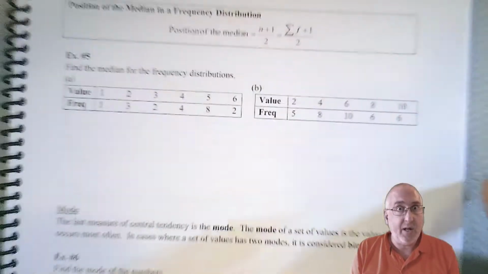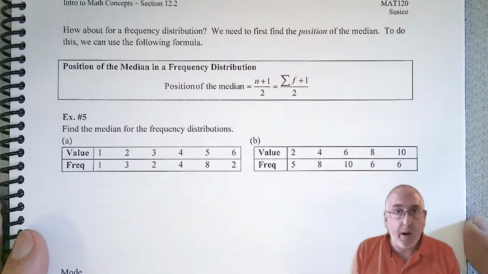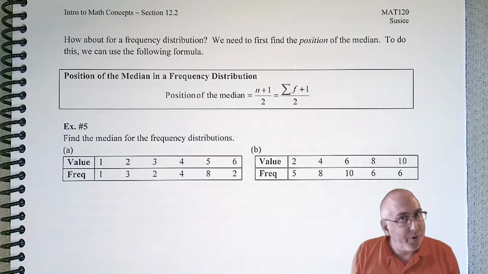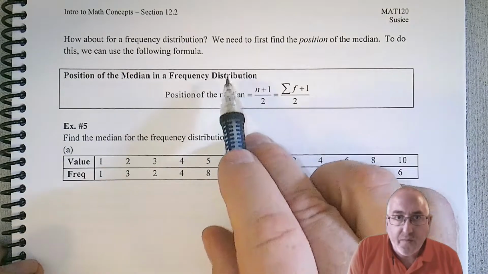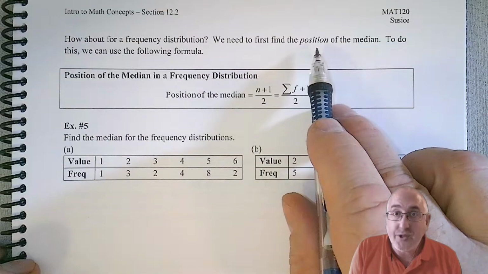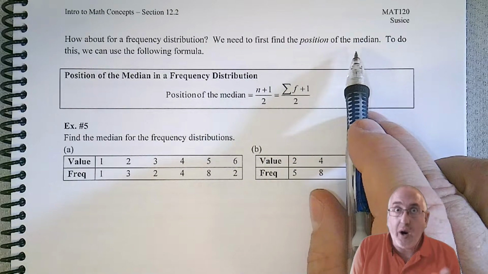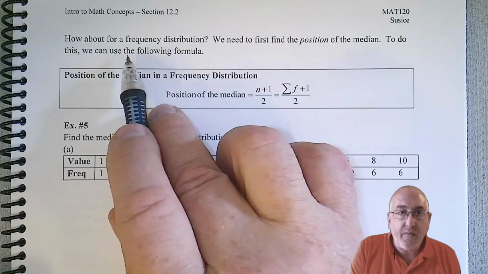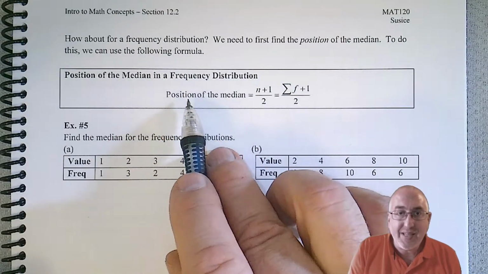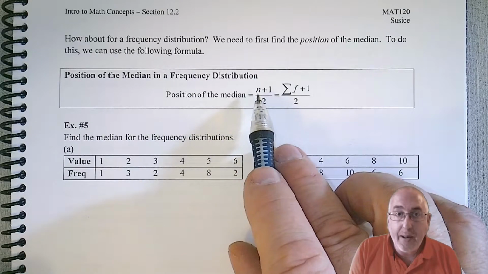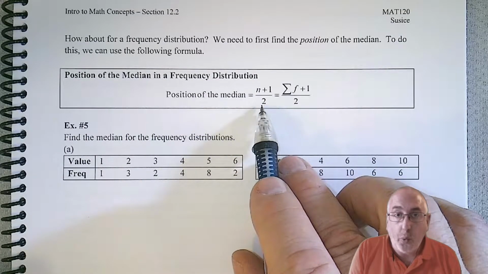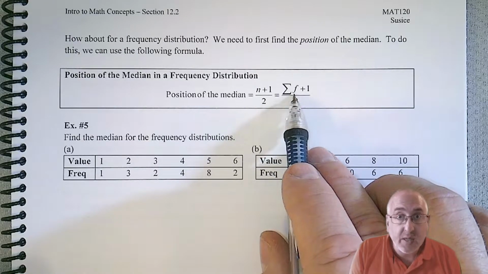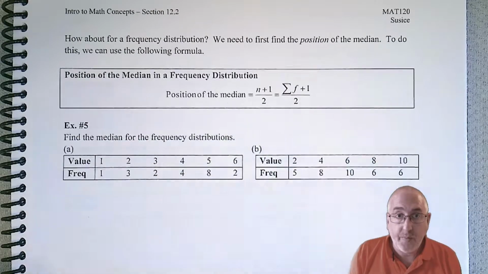All right. Let's take a look at a different type of median problem. So how about for a frequency distribution? We first need to find the position of the median. Where are we looking in our table? To do this, we can use the following formula. So the position of the median is equal to n plus 1 over 2, which is the same as saying the sum of the frequencies plus 1 all over 2.